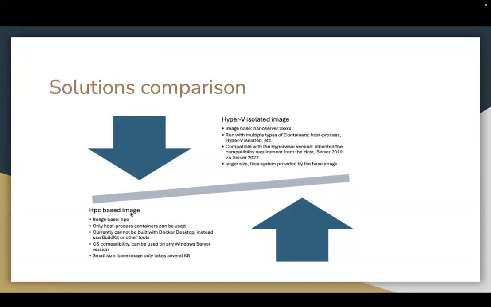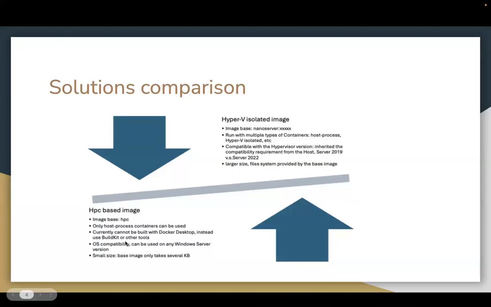But for the HPC-based image, it means that the agent image base is using HPC, then Antrea agents on Windows can only be run with host process containers. And currently, the HPC image cannot be built with Docker Desktop. Instead, we must use Docker BuildKit or other tools to build the images. That is some requirements for the build.